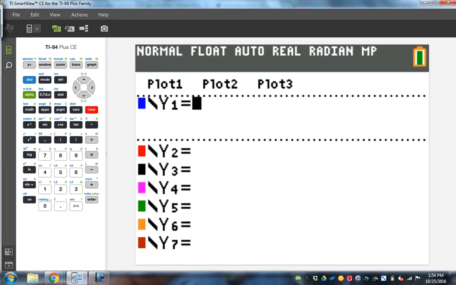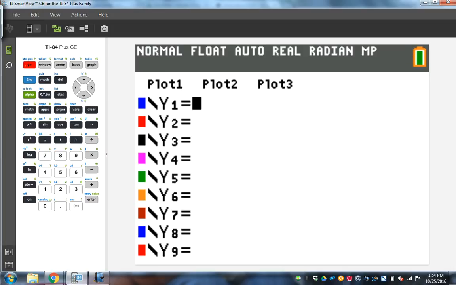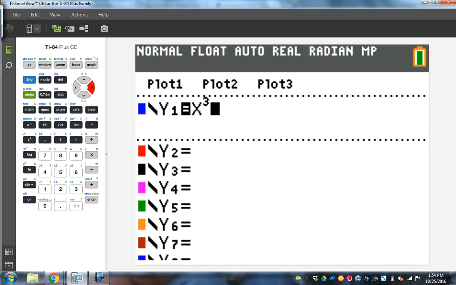From the original home screen, the regular calculator screen, hit y equals, the top left most button. Yes, it says stat plot on the top. All right, so the top left one is y equals, and then I'm going to type in that polynomial. So x raised to the third power: I hit the caret symbol, the little house-top looking symbol, and then hit a 3.